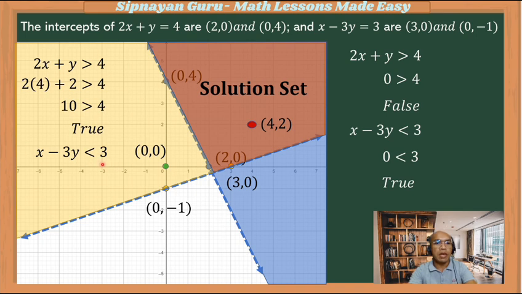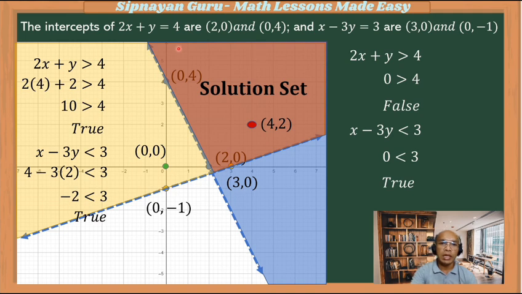x minus 3y less than 3. If our x is 4, then minus 3 times 2, the y, less than 3. So 4, 3 times 2 is 6. So 4 minus 6 is negative 2. Negative 2 less than 3 is a true statement. So therefore, this will make the two inequalities true.